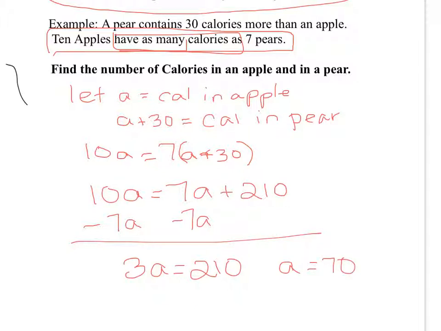All right, so I'm going to switch colors. So that means that there's 70 calories in an apple, and there's 100 calories in a pear. Okay, so the difference here between what we were doing previously and what we're doing now is that notice that we had to add this multiplier based on the number of apples and pears we had. All right, let's look at our next example.